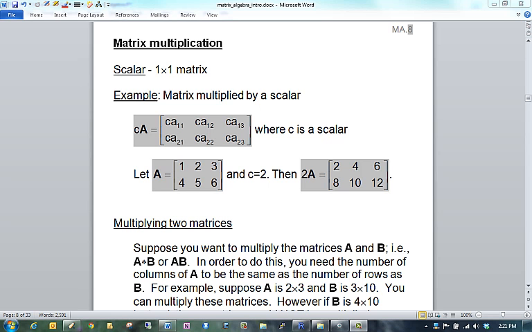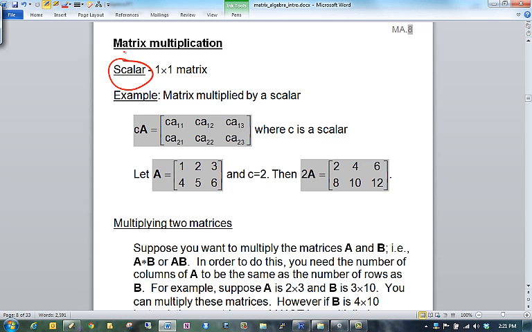So just like how you've multiplied regular numbers together, we can also multiply matrices together as well. But let's look at the simplest case overall first, where we multiply a matrix by a single number. In matrix algebra terminology, people often use the word scalar to mean a single number. In other words, a one-by-one matrix.